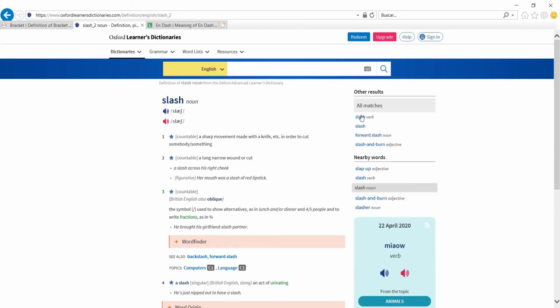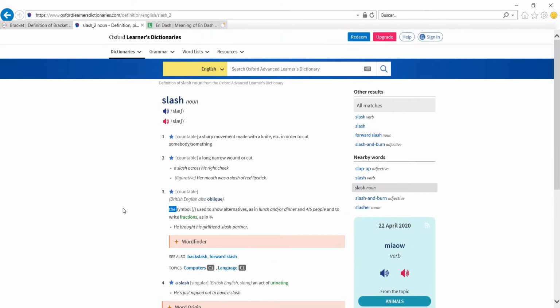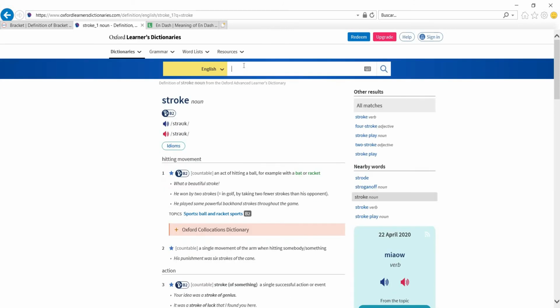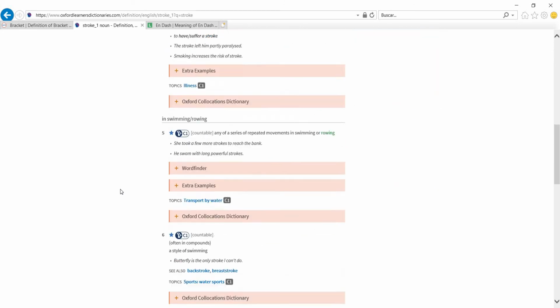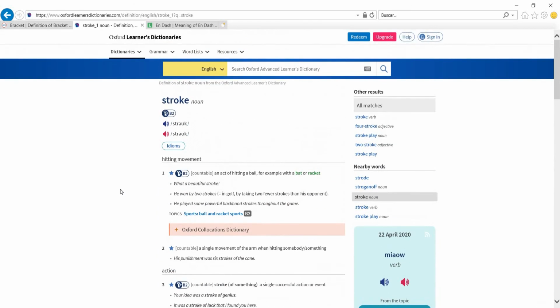But what I think is interesting about this one, it's not here, apparently. No, it's not here. Just give me a second. Did you know that this word has many other names? For example, stroke. You can call the slash a stroke. This is the verb. No, this is a noun. Well, today this dictionary refuses to help me.